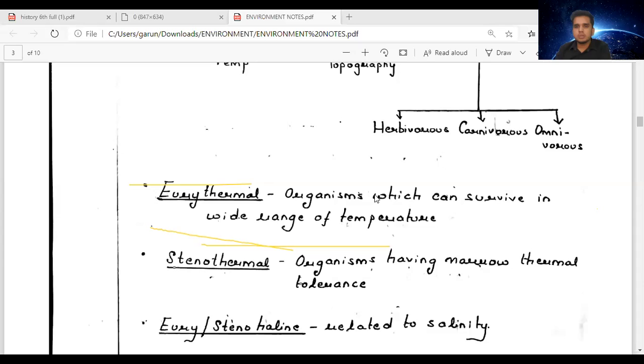Eurythermal organisms can survive in a wide range of temperature. Who can survive in a wide range of temperature? Human beings can, basically on the basis of clothes, okay. But we have also seen that some alligators can survive in many ranges of temperatures.